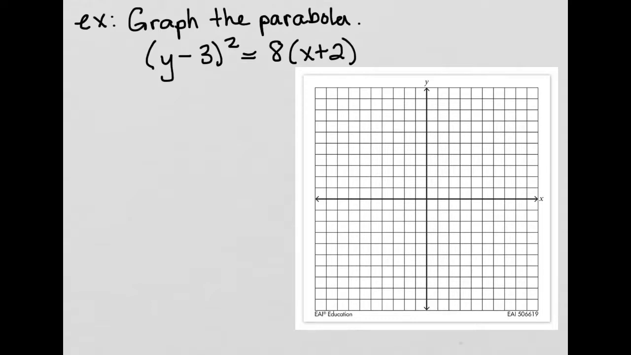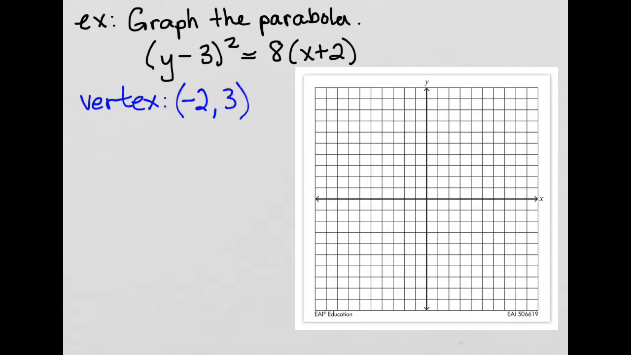The first one, we have (y - 3)² = 8(x + 2). So a good first step would be to identify the vertex, and that comes from h and k. So h, our x-coordinate, comes from the x parenthesis, so it's x plus 2, so the coordinate would be negative 2. We change that sign. The y-coordinate comes from the y parenthesis, and we have negative 3, so that means the y-coordinate is positive 3.